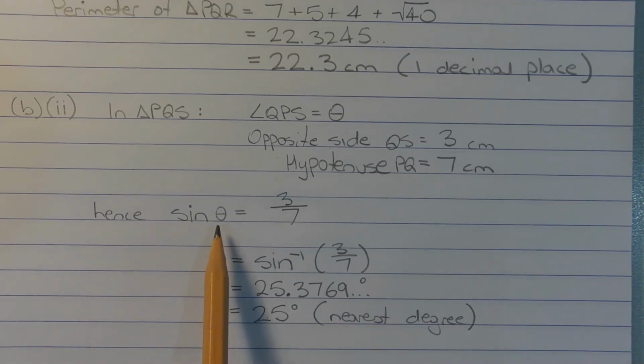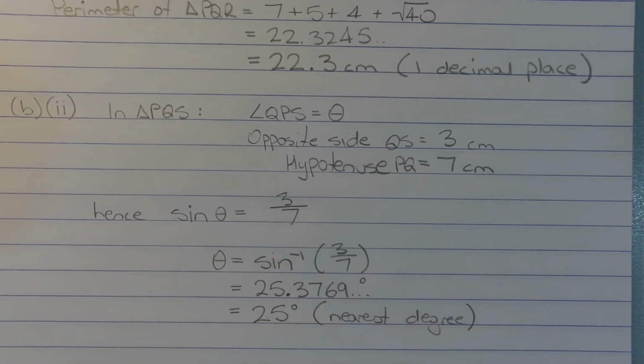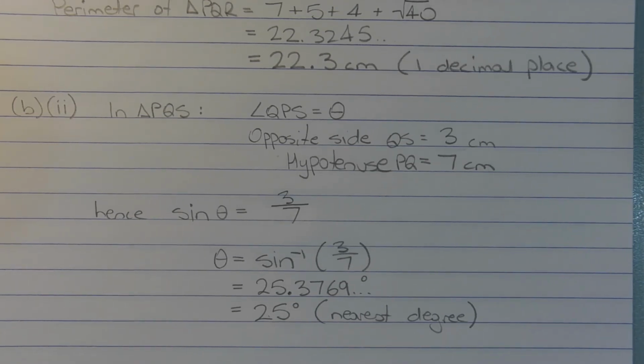Hence, sine theta is equal to opposite over hypotenuse, so that's 3 over 7. So in order to get theta on its own, we need to take the inverse sine of 3 over 7. So on the calculator, that's shift and then the sine button. So theta is equal to inverse sine of 3 over 7, which equals 25.3769 and so on degrees, which rounds to 25 degrees, correct to the nearest degree.